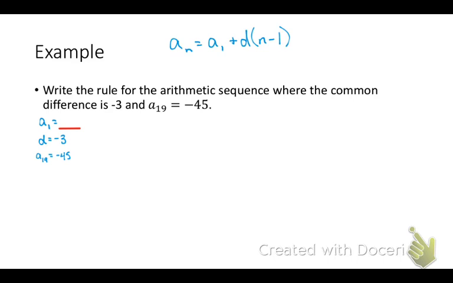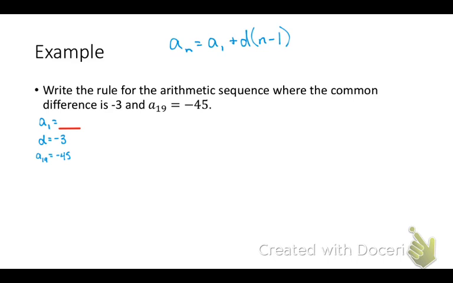Now, I could start at the 19th term and work my way back and keep adding 3 until I get to the first term. Do you want to do that? Do you want to go back 18 times and add 3 each time? I hope not. Okay, that's going to be a lot of extra work that you don't need to do.